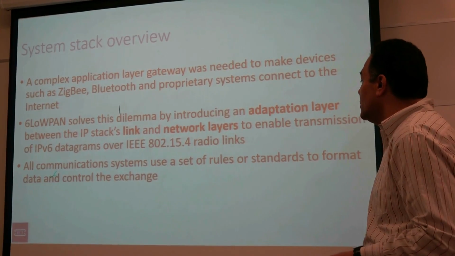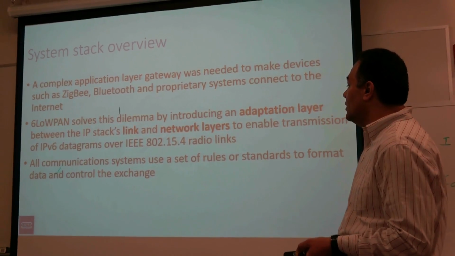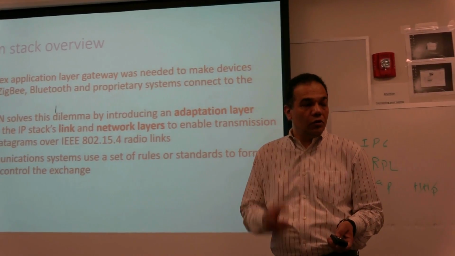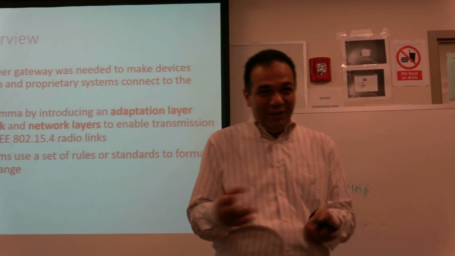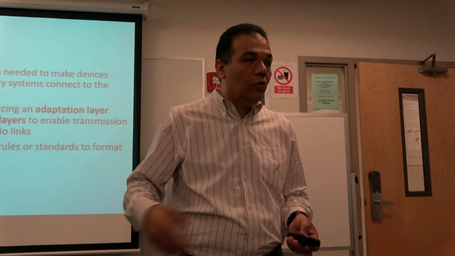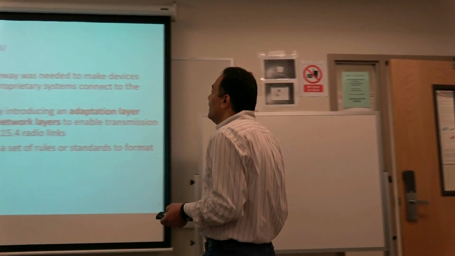All communication systems use a set of rules and standards to format data and control exchange. Usually when you talk about communication, there are two kinds of information communicated, real data and control data. Control data, right? To control the communication and the exchange of the data and all of that.